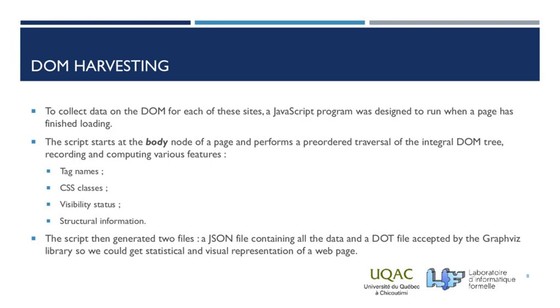The harvesting step is more technical. Our goal was to collect for each website both the DOM tree and information about the CSS attributes and classes assigned to each element in that tree. To this end, we created a JavaScript program which was designed to run when a page has finished loading. The script goes through the whole document tree, starting from the root, and retrieves data about a lot of features: tag names, CSS classes for each element, whether the element is visible or hidden, and structural information such as total number of elements, tree depth, or node degree.